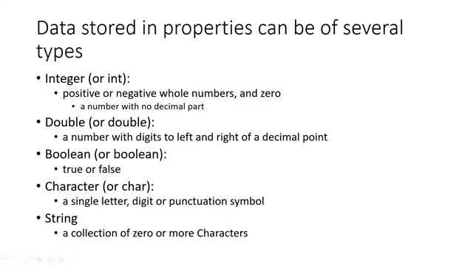So it's a positive or negative whole number or zero. Okay. If you want a decimal number, then you use what's called double. It's short for double precision value. So double can either be capitalized or not. And this is a number that has digits to the left and the right of a decimal point.